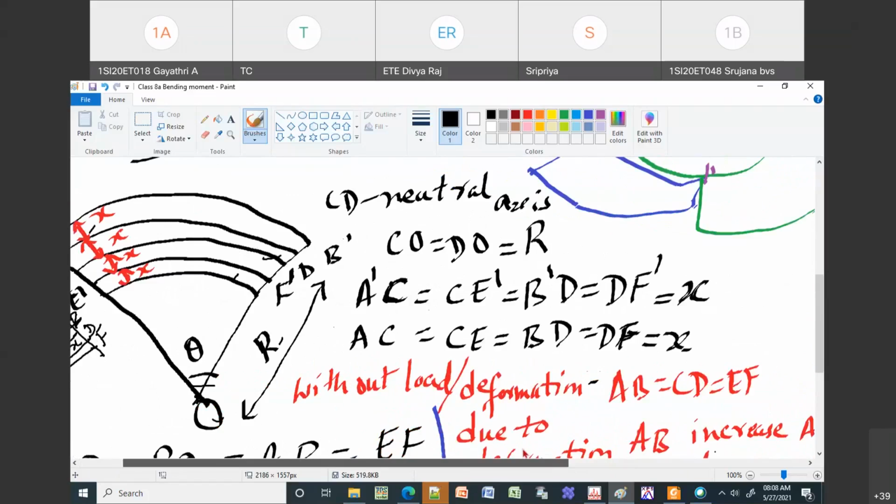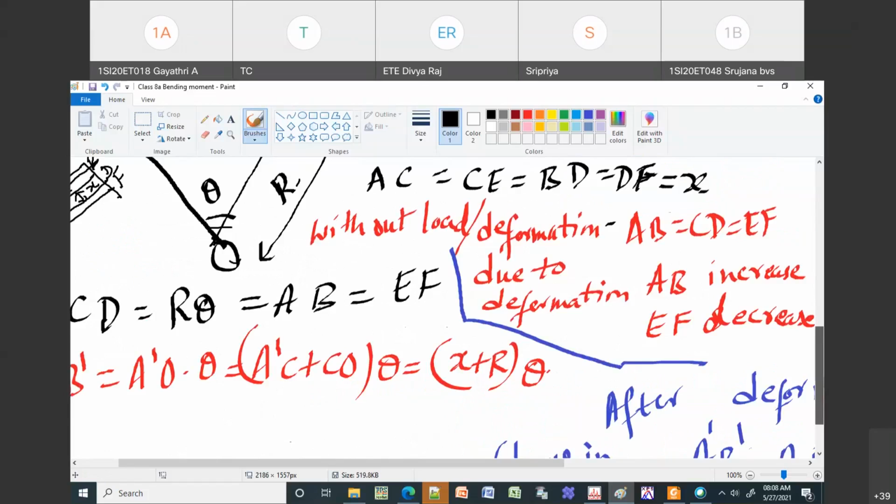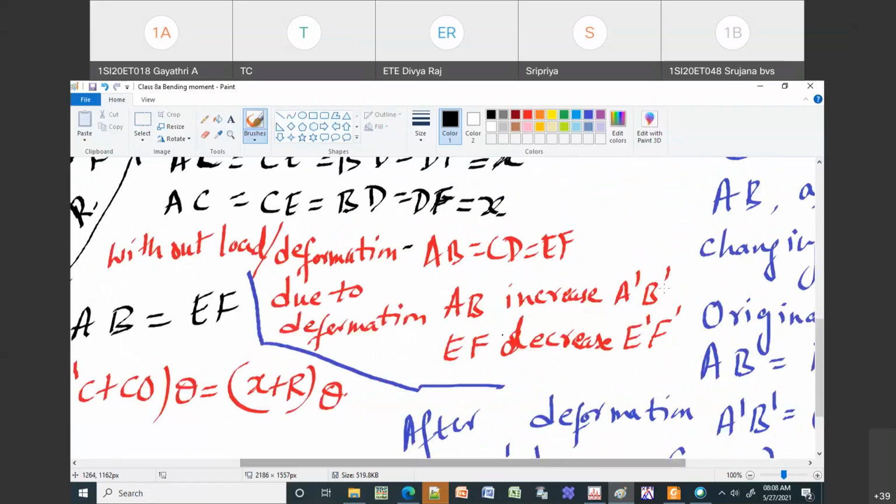Once you apply the load, you get this kind of arc. A dash B dash is going to expand, E dash F dash is going to contract. CD will remain the same, so it is not going to change. Okay. So that is what we have already written here. Due to deformation, AB is going to increase to A dash B dash and EF is going to decrease, because the lower layers are going to decrease, to E dash F dash.